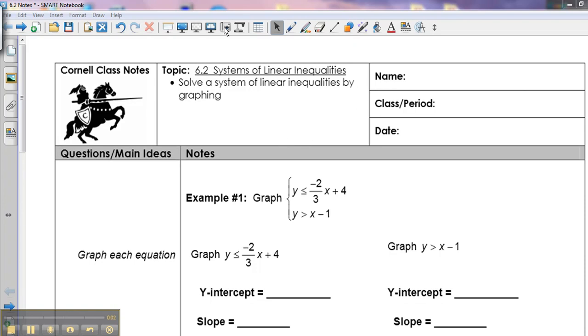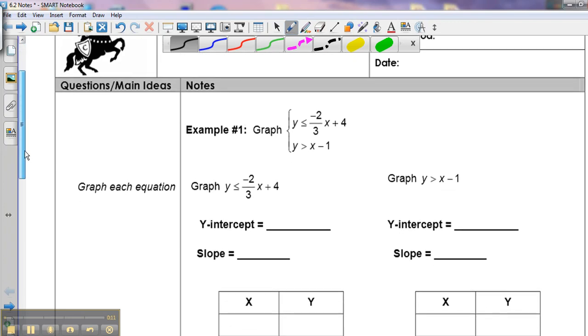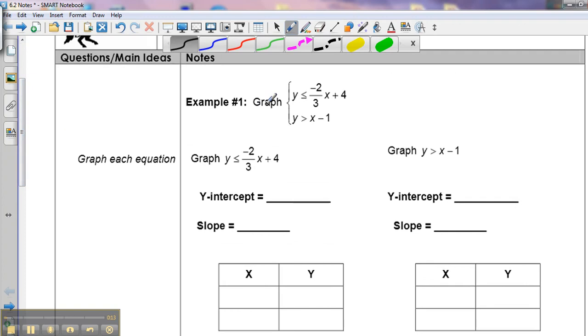Okay guys, today we're going to work on solving linear inequalities. To do that, we're going to basically do a lot of what we did yesterday. So we're going to solve some regular linear inequalities and then we're going to kind of put them together.